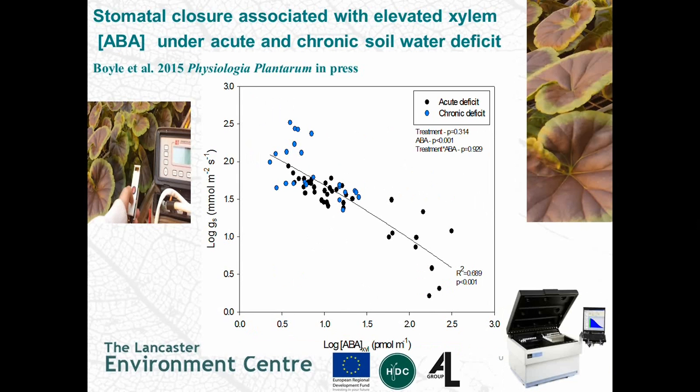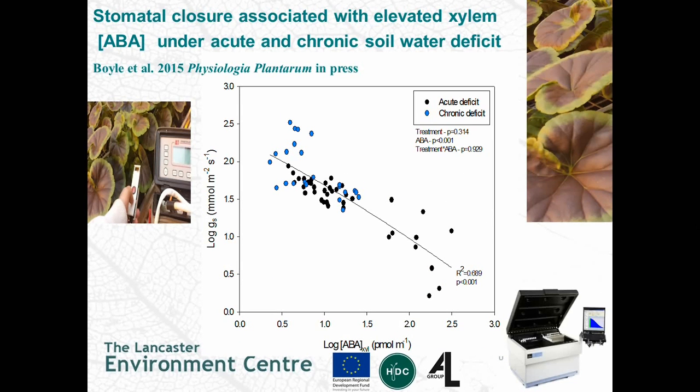What was interesting in this experiment was that we got a very uniform relationship between the stomatal conductance and the xylem ABA concentration measured in the leaf. And we've gone on to show that these sort of concentrations of ABA that we measured, if you supply them to a well-watered leaf, that is actually sufficient to close the stomata.